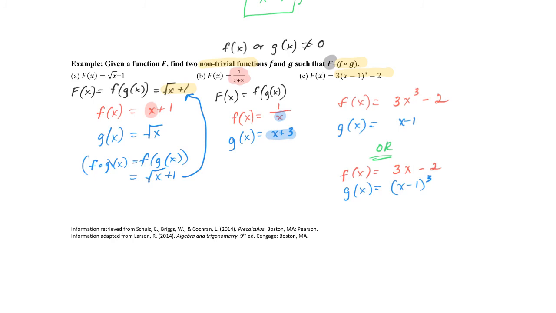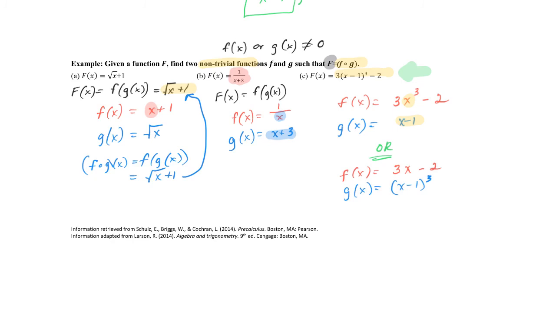Okay, so for part C, I came up with a couple of different options here, and there may be others that you could come up with. These were just the ones that came to mind for me. So if f of x was 3x cubed minus 2, and then I did the composition of f composed with g, and I replaced the x value here with x minus 1, then that would give me that composed function of 3 times (x minus 1) cubed minus 2.